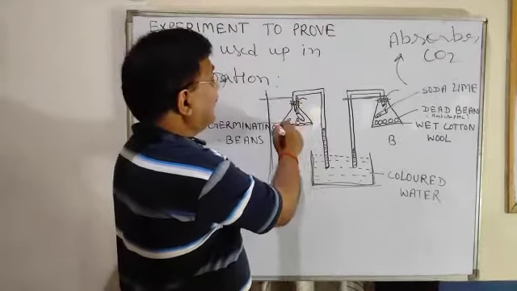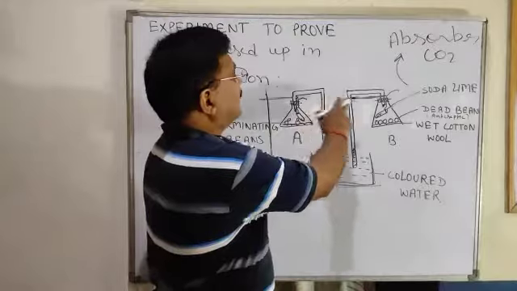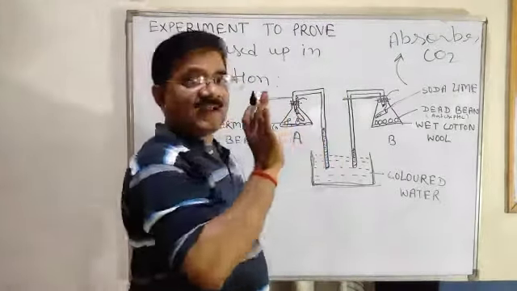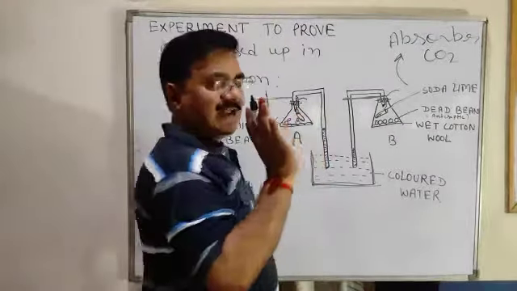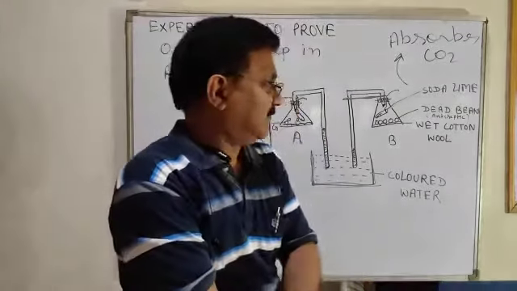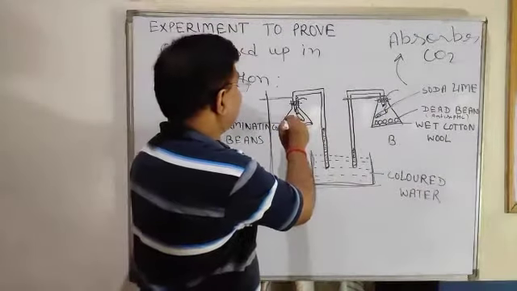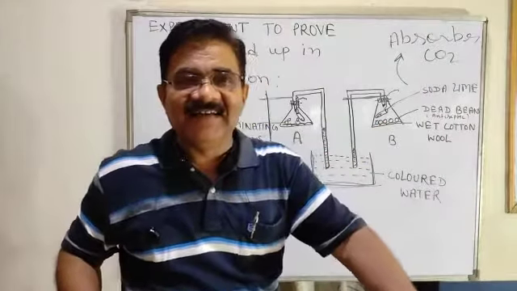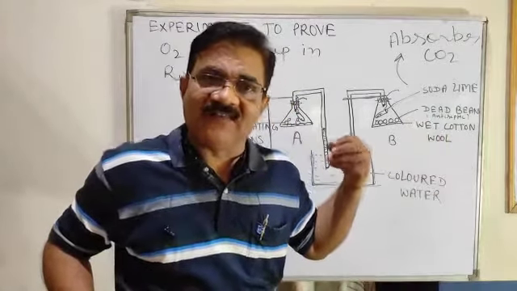See here, already carbon dioxide was there in the conical flask, and that carbon dioxide was absorbed by soda lime. Oxygen was also present, and oxygen was consumed by germinating seed. And here the seeds are dead. Dead seeds can't respire, they will not consume oxygen.